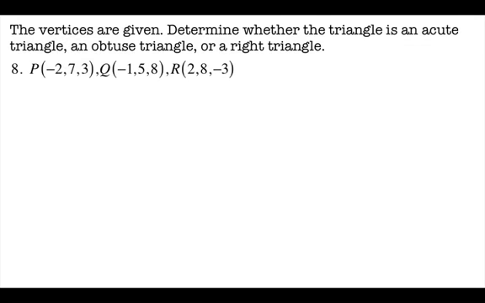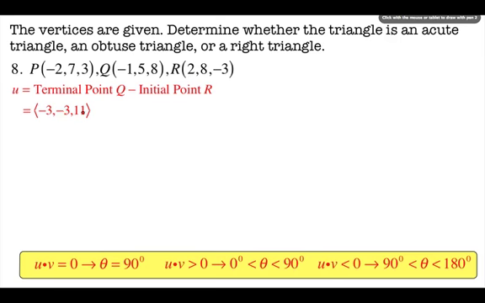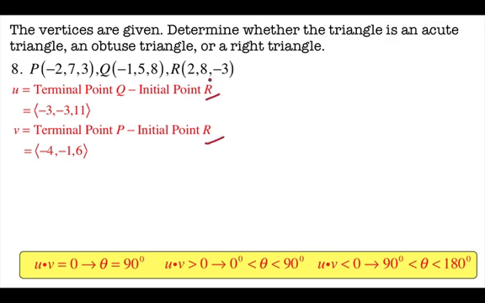Here's the last problem, number 8. Same directions as number 7. This problem is going to be a little more challenging than 7, but nothing that you can't handle. So we start out by finding the angle formed by the two vectors. Let's find vector U. Vector U is going to be given by terminal point Q and initial point R, and I end up with this component form: -3, -3, 11. Then vector V, and notice that I have the same initial point, different terminal point for vector V, and this is what I get once I simplify.